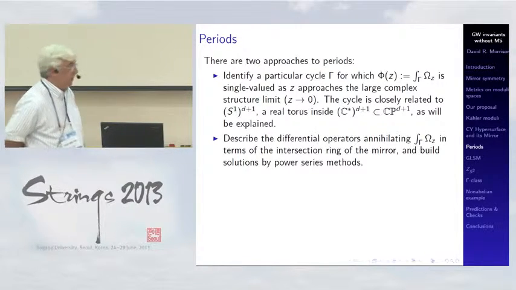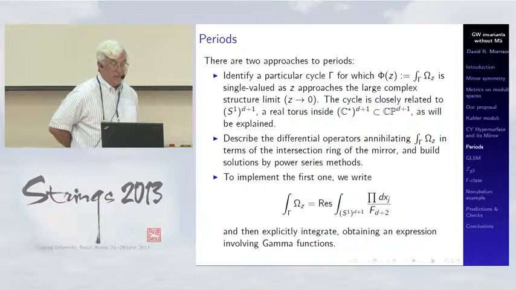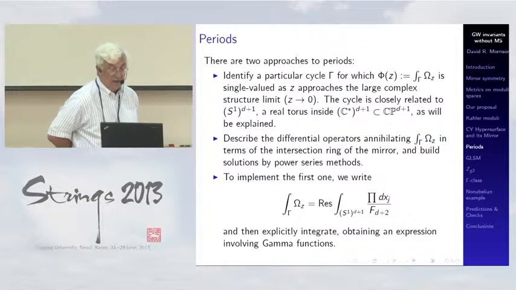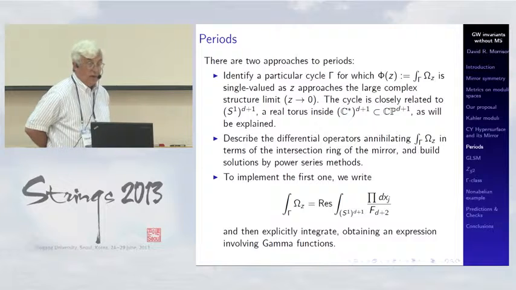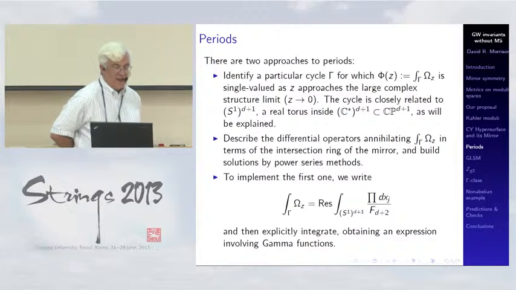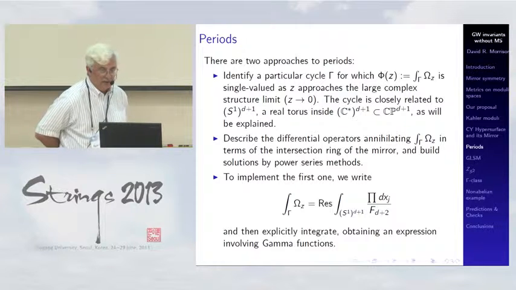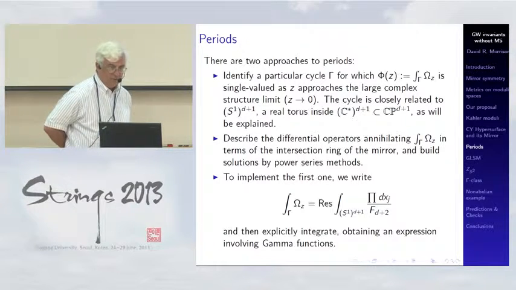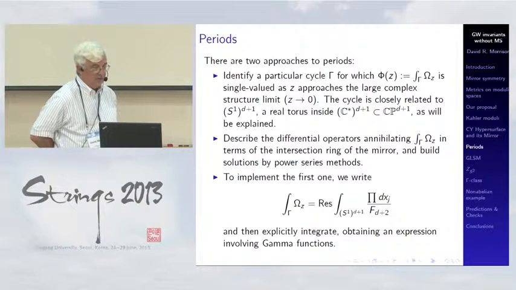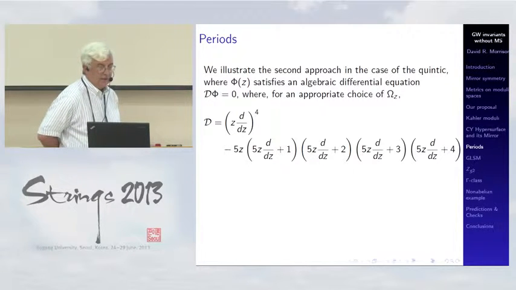Comparing the two turns out to be important for getting a handle on the asymptotics that I was talking about before. So for the first one, you can explicitly integrate a kind of residue over a real torus inside of the complex torus that sits inside of CP^(D+1). So that gives a specific torus to integrate over, and one checks that that integral is well behaved in the large complex structure limit. And there's an expression, which unfortunately I did not write the slide for, which explicitly evaluates this in terms of gamma functions. On the other hand, you can write down the differential operator. In the case of the quintic, here it is.